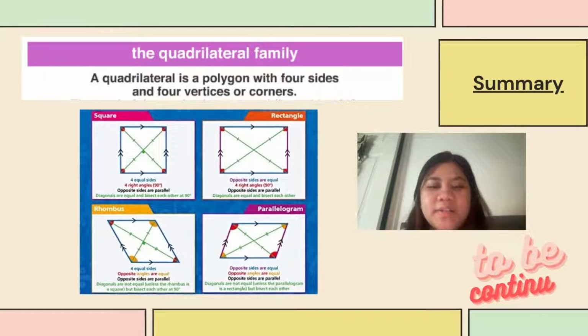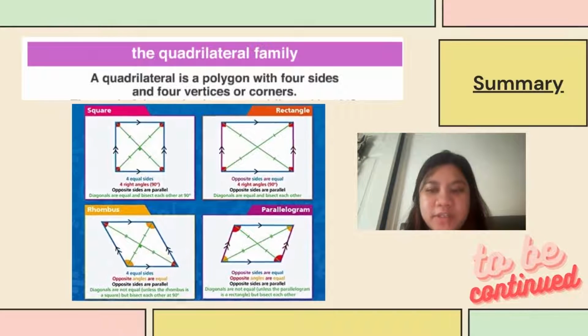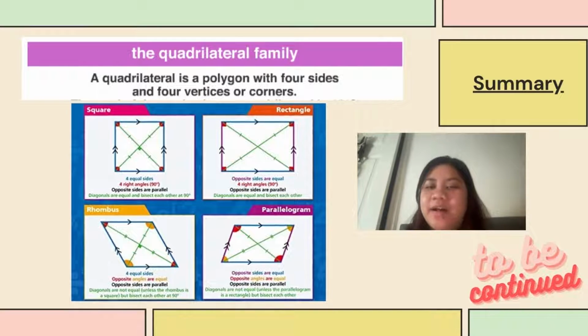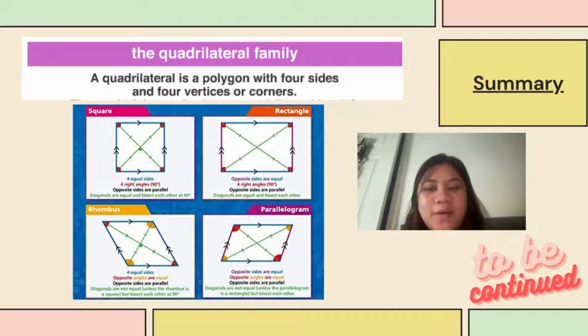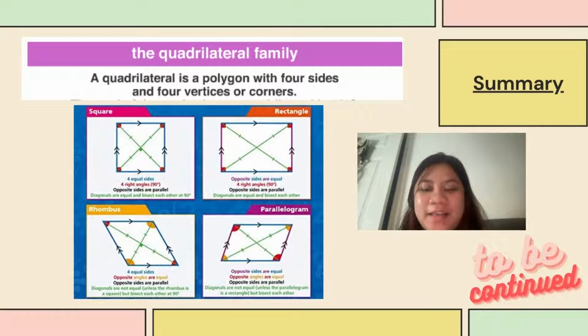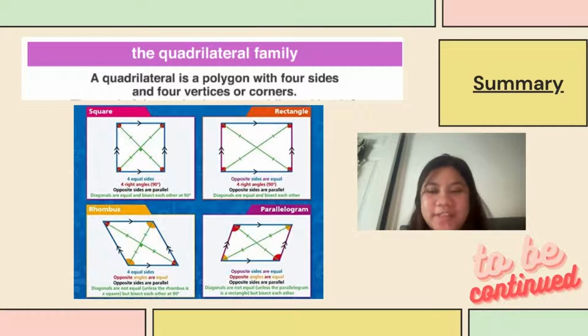So here are all of the summaries of what we just learned for this lesson. There are other quadrilaterals, but we'll learn about them in another episode. To be continued.